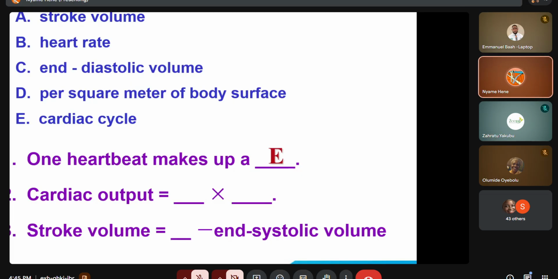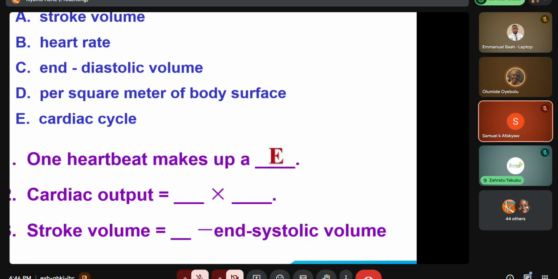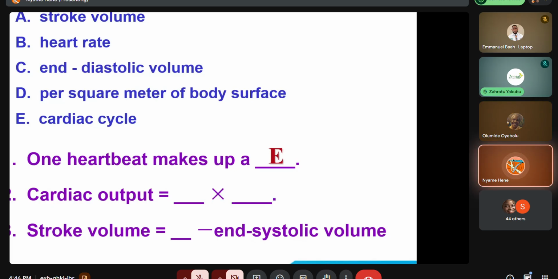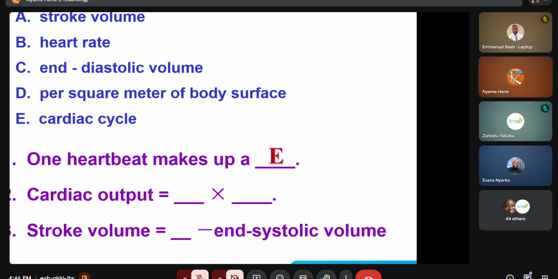Heartbeats per minute make up a what? I'm asking a follow-up question. One heartbeat makes up a cardiac cycle. Heartbeats per minute make up a what? Heart rate, correct. That's B. Now, cardiac output is equal to what times what? Stroke volume times heart rate.